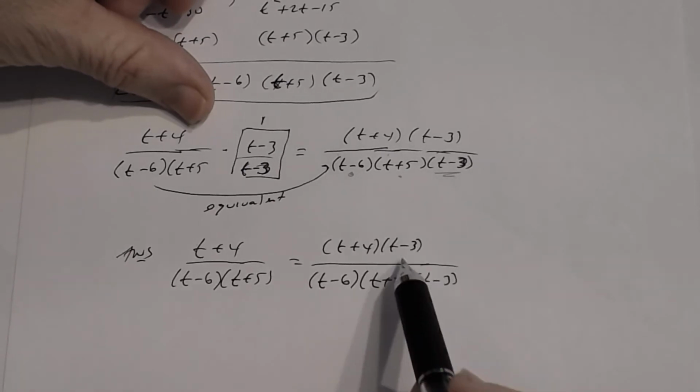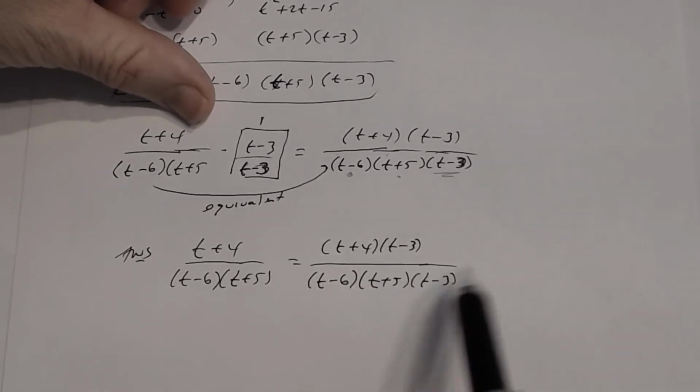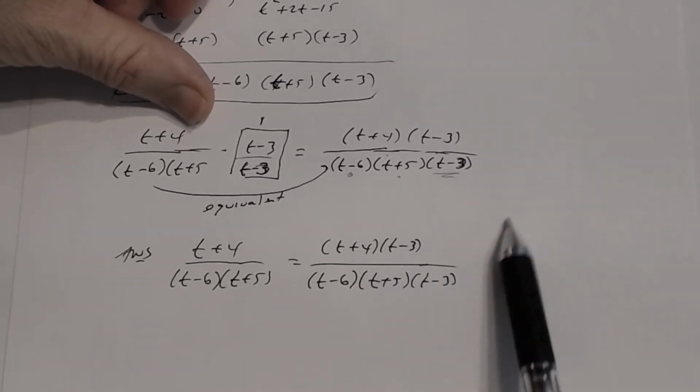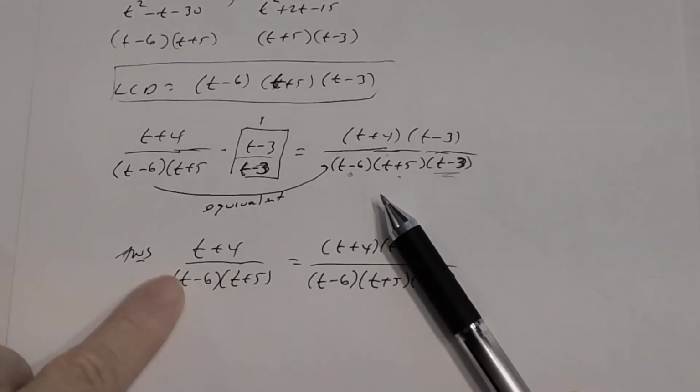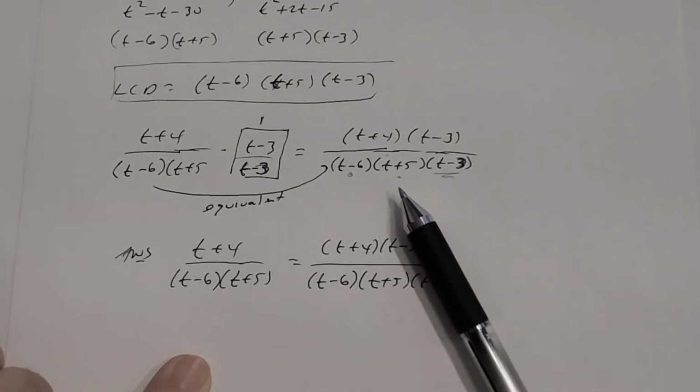And you know that's true because if you reduce, see how the t minus 3's divide out? So if I kind of cover it up, what you have is this. See that? So those are equivalent. See, what I have covered up is 1.